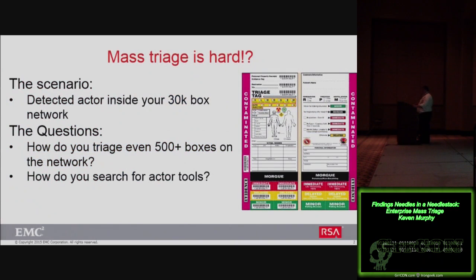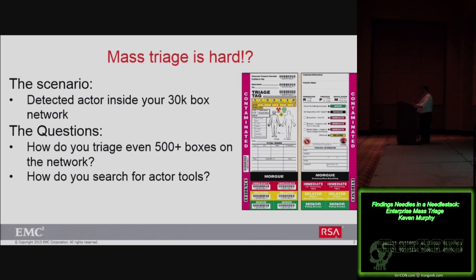So one of the scenarios that we typically face in the RSA team when we go out to somebody's company is they have a huge network. You know, it's not uncommon to see 5,000 to 30,000 machines on the network. And a particular company gets notified by the FBI saying they have a potential APT. And how do you handle 300 or 30,000 machines and finding the APT actors?